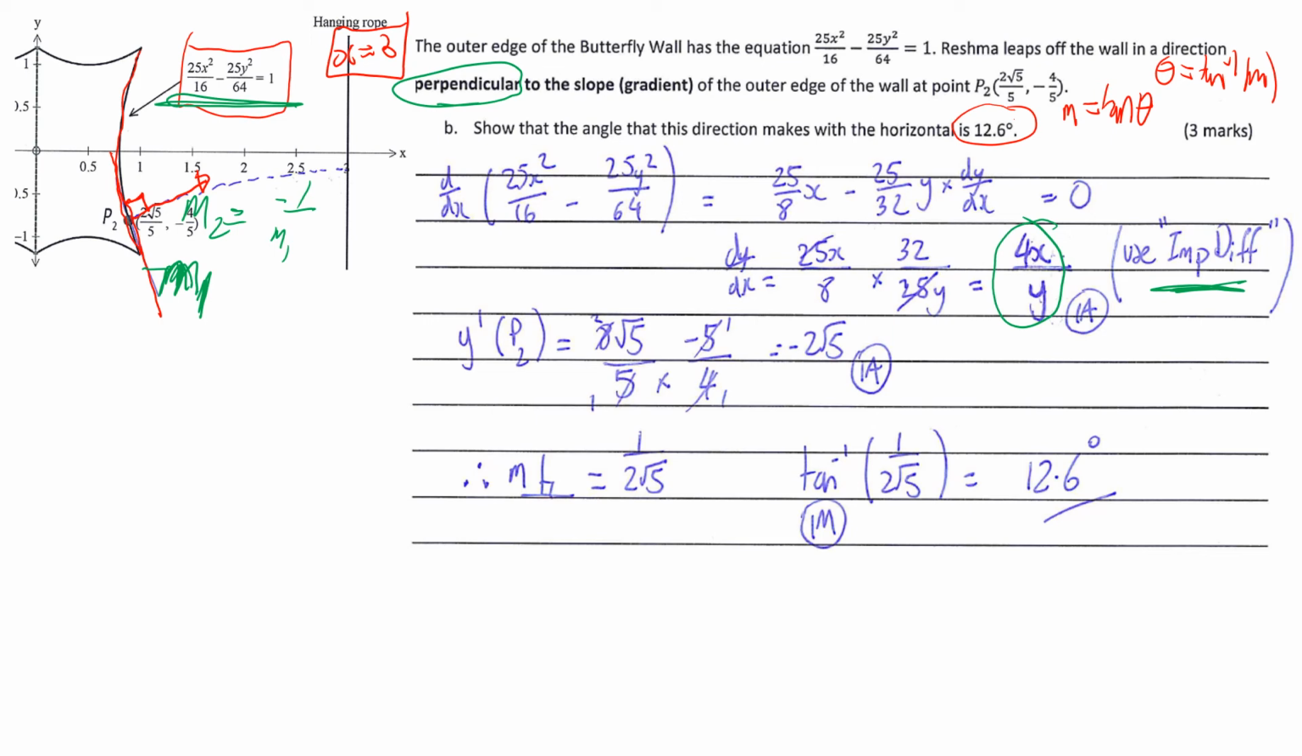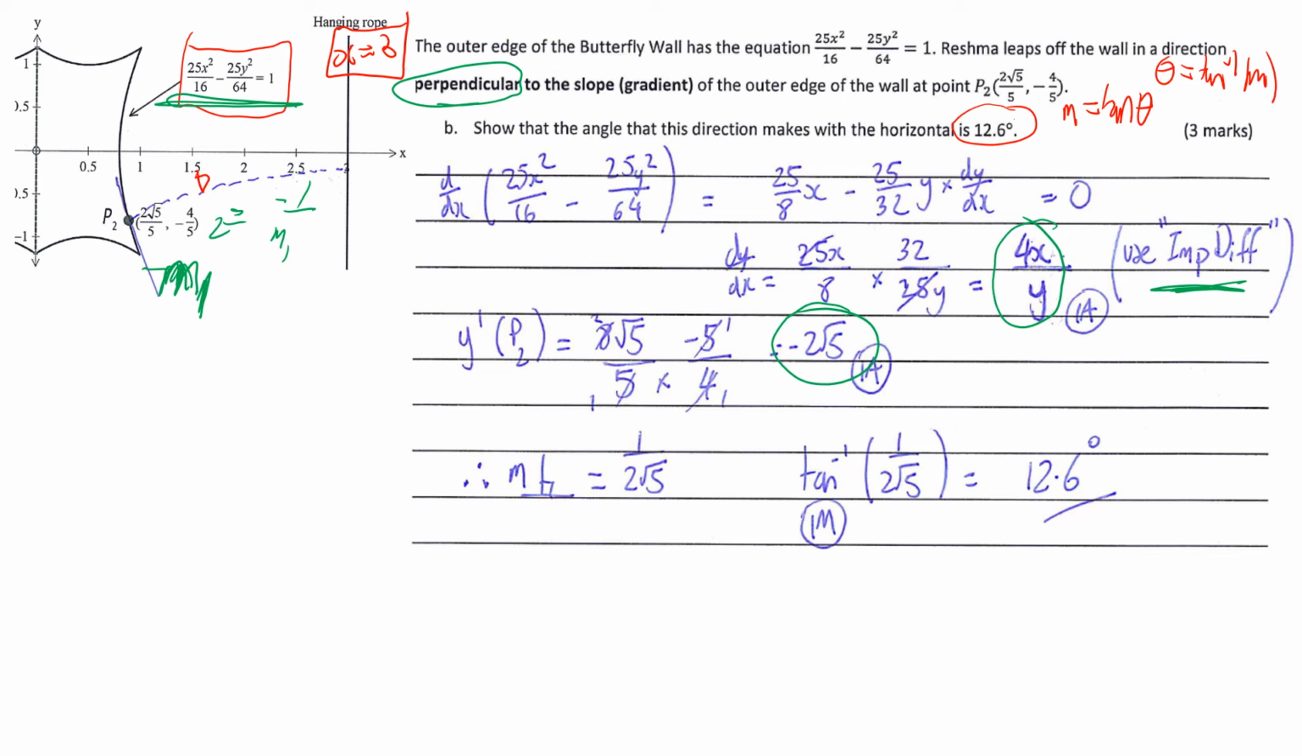Okay, so what's the gradient of the hyperbola at that particular point? 2 root 5 on 5, minus 4 on 5. So that's the point. So what's the slope at that particular point? It turns out to be minus 2 root 5, and you can see that makes sense just looking at the picture. So it's got a negative slope to it.